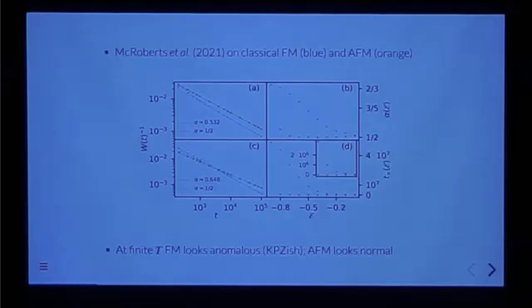At finite temperature, they could potentially be different. And what this finds is that, different from how things are at zero temperature, it's the ferromagnet that looks anomalous at finite temperature, and seems to have this KPZ-ish scaling.